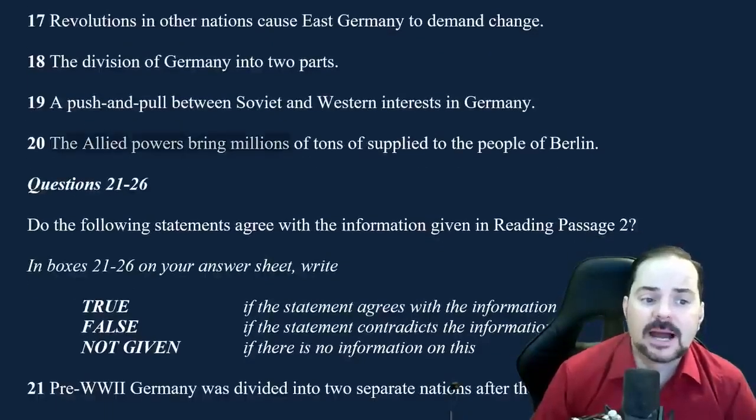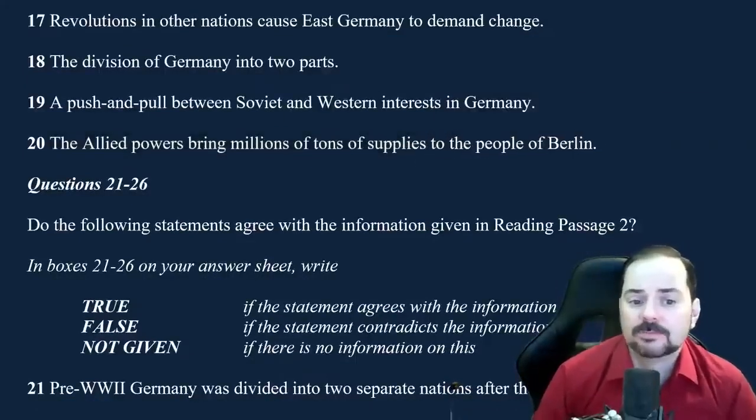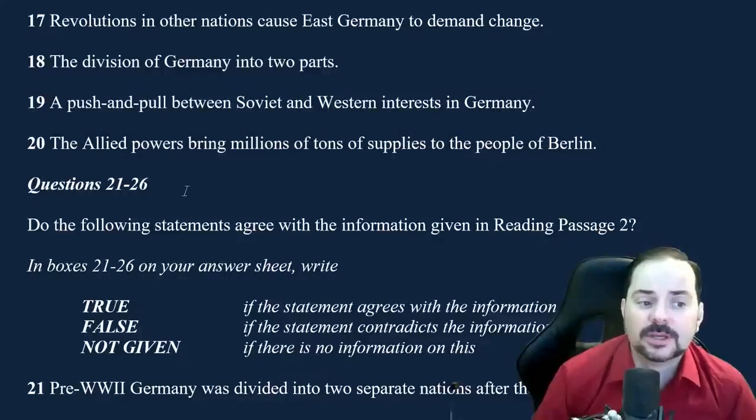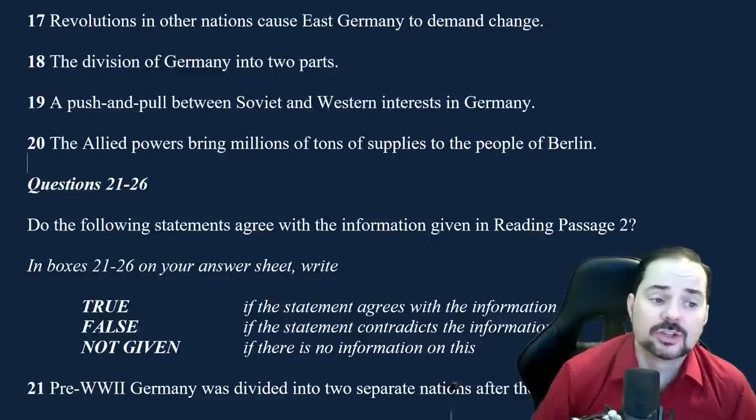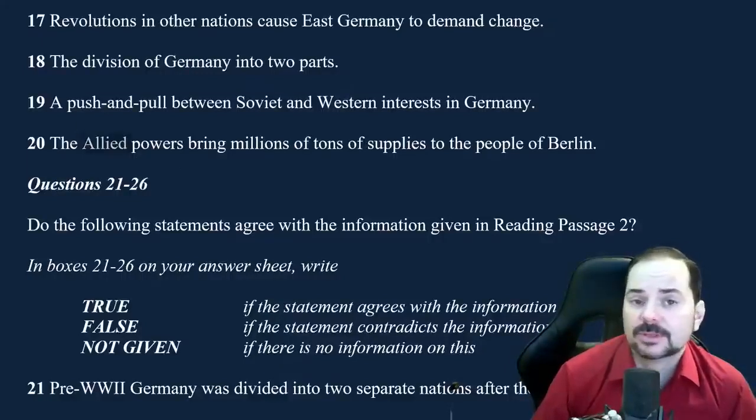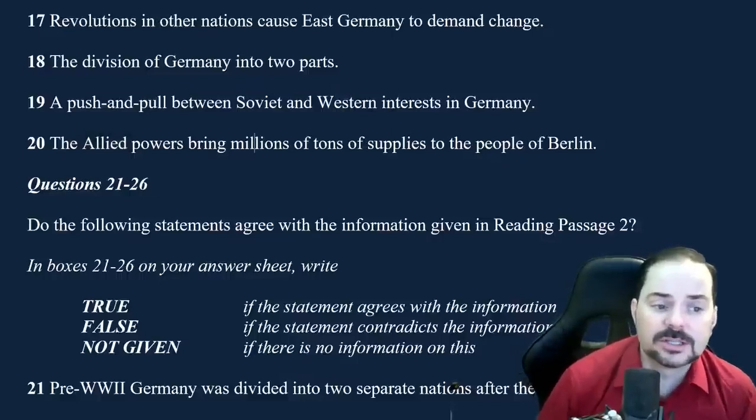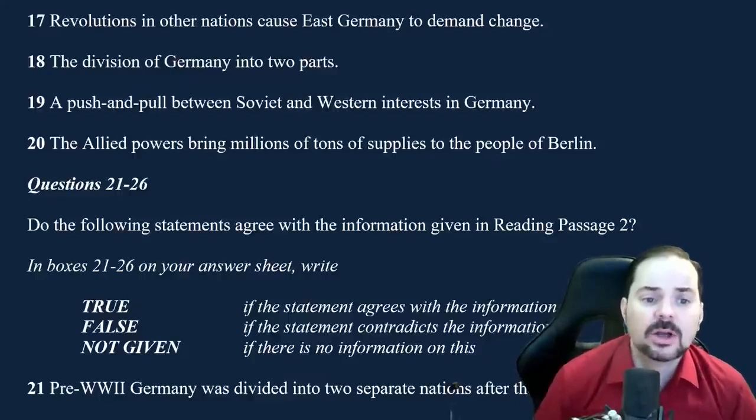The Allied powers bring millions of tons of supplies to the people of Berlin. So the Americans, the British, the French, you should know the Allied powers, bring a lot of supplies to Berlin.